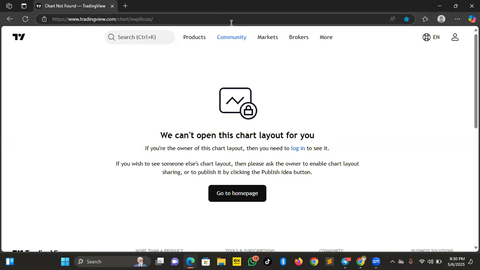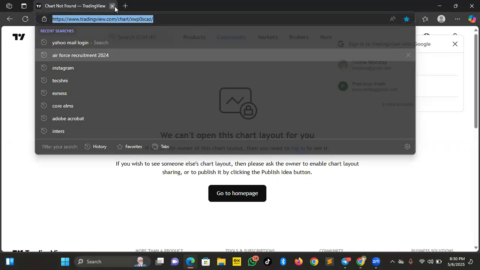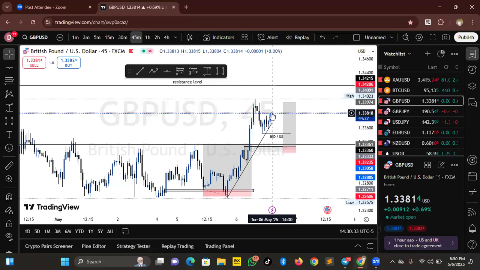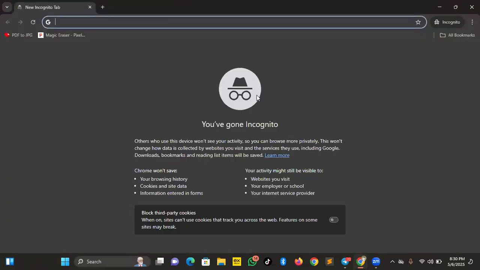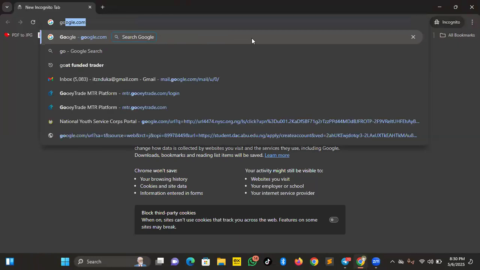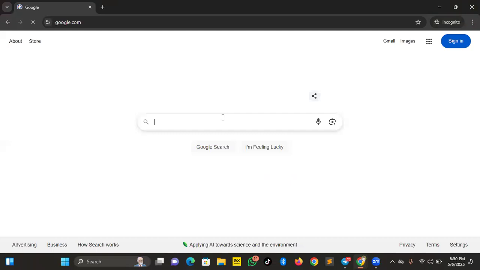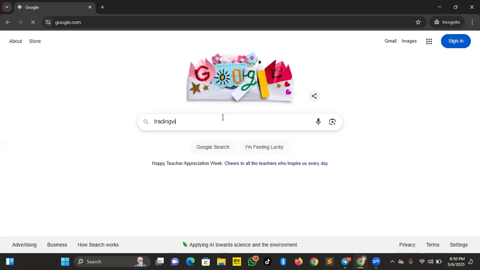We can't open this chart layout for you if you're the owner of this layout, whatever. I think I've used this browser before, so let me just do something very quick here. So let's say this is a new browser, right? We just have like 10 minutes. What you're going to do is search for TradingView, right? So you go to your Google first. Then when you open your Google or your browser, whatever, just search for TradingView.